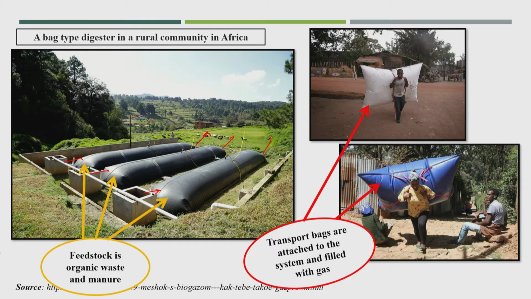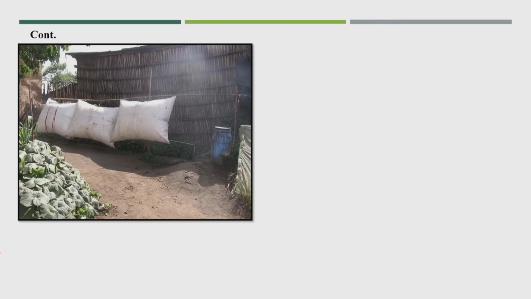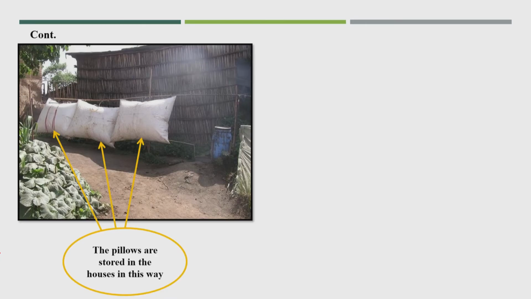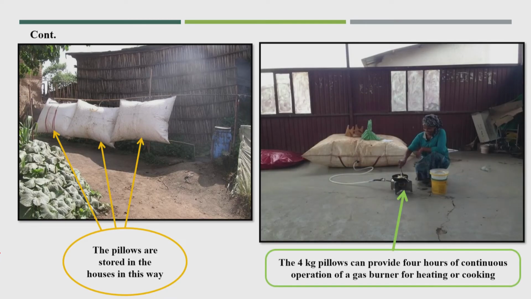The transport bags are attached to the system and filled with the gas. These are 4 kg pillows filled with biogas. So, it is 4 kg, and anyone can easily transport it. You can also see here, these are the gas bags. These pillows are stored in the houses in this way.